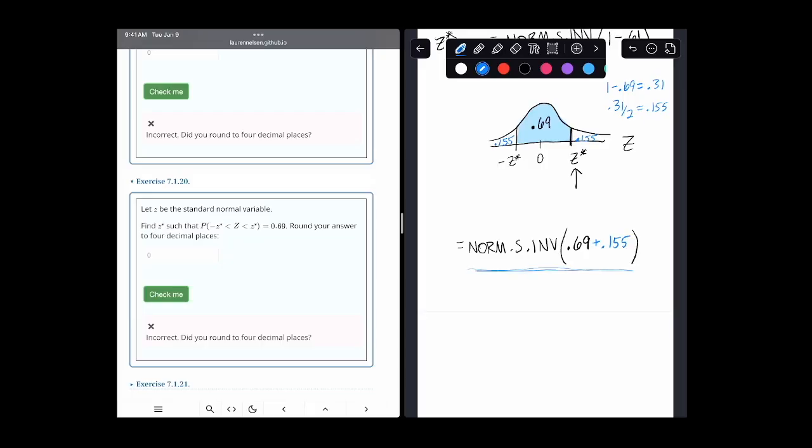And so if I do this in Excel, that should give me z star. Alternatively, if I had done norm.s.inv of just 0.155, if that's all I had plugged in, that would output negative z star. So that would be the negative of the number that I'm looking for. So if I wanted these two formulas to be equal, I would need to put a negative in front of the second one to flip the sign.